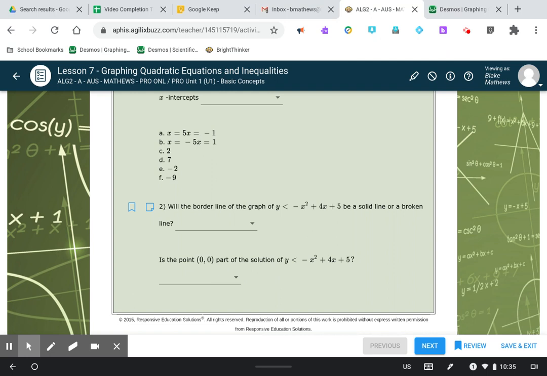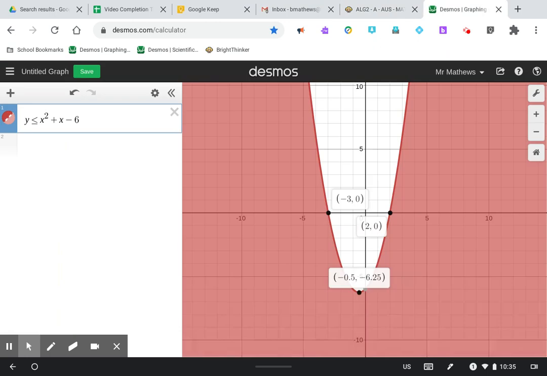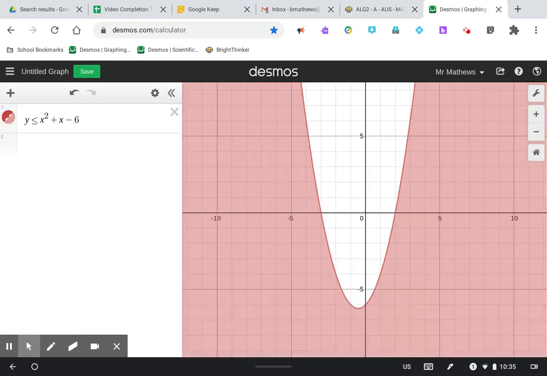And then, is the point 0, 0 part of the solution? In other words, is that point on the line or in the shaded area? Let's pretend we were doing this with the one we have right now. There's the point 0, 0 right there. So my answer would be no, because it is not in the shaded region and it's not on the line either.